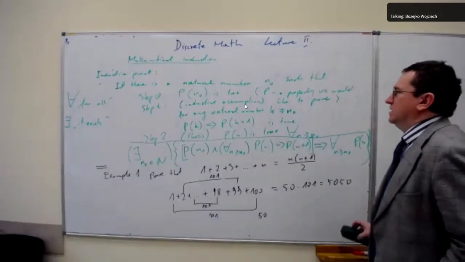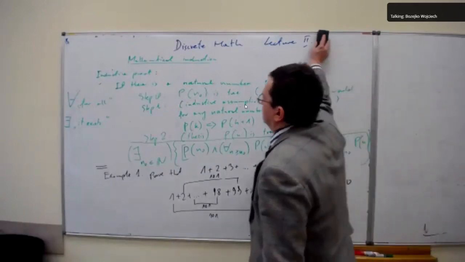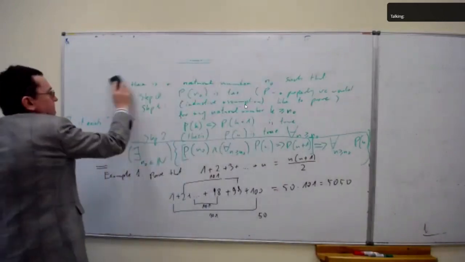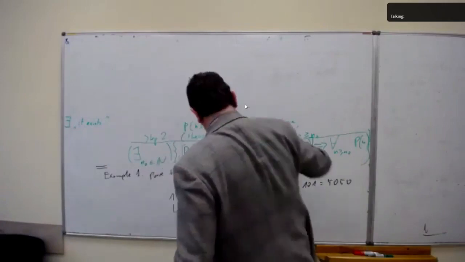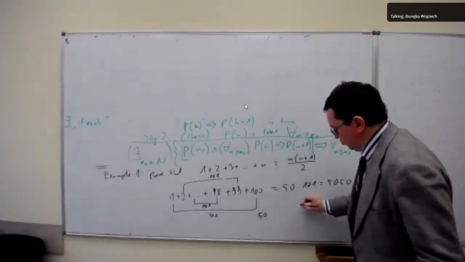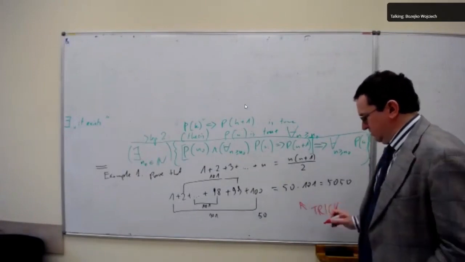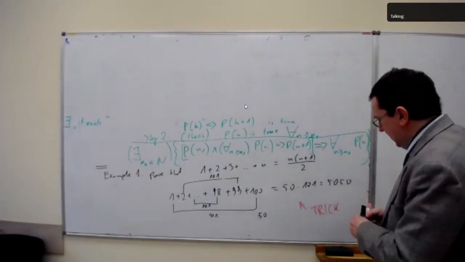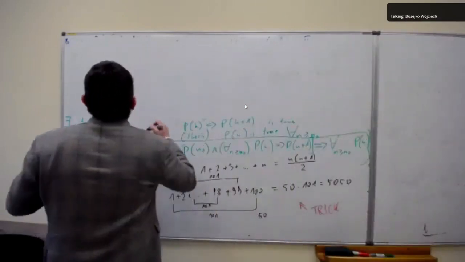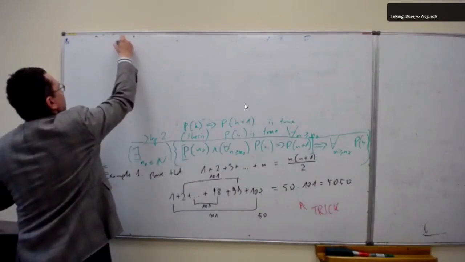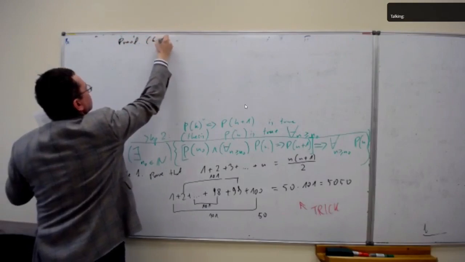But formally, it will be like this. This is a trick. Here there is no induction. Induction will be now. So let us see what an inductive proof looks like. Proof by induction.